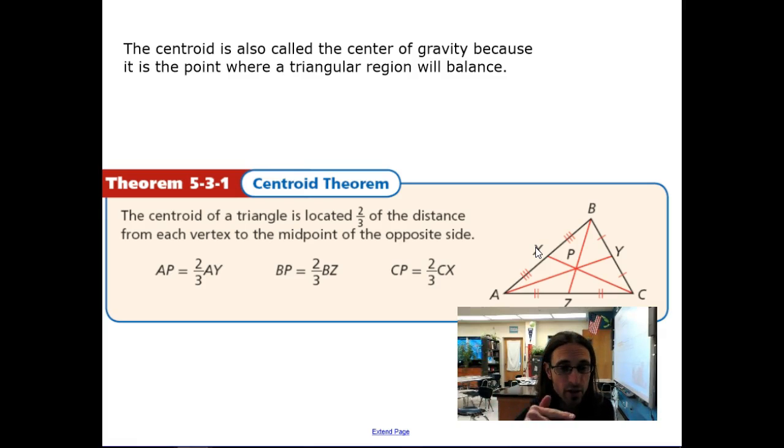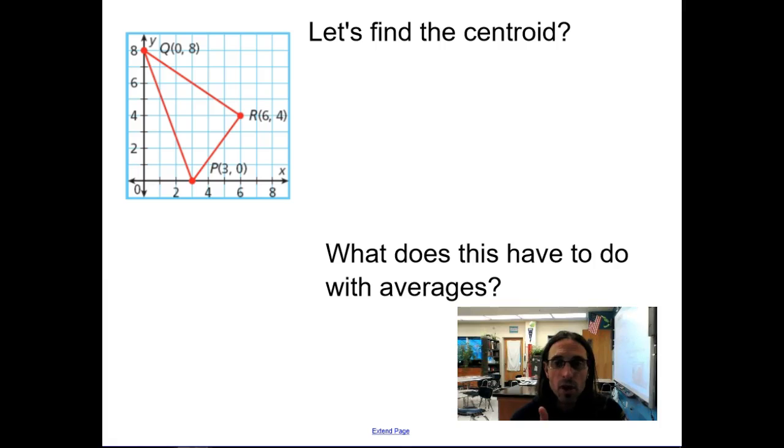The centroid theorem states that that point occurs 2/3 away from the vertices. So what I mean by that is, if this entire length here is 15 from A to Y, the length of A to P is 10. If the length from B to Z is 9, the length from B to P is 6. Right? So you get the idea that this point P is 2/3 of the way from the vertice to the midpoint on the other side.